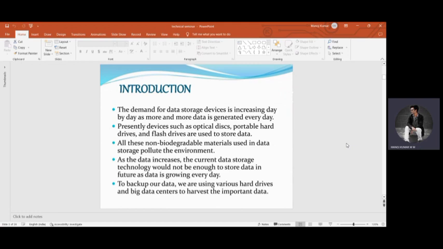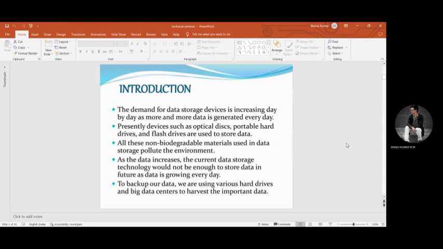Introduction. The demand for data storage devices is increasing day by day as more and more data is generated every day. So with more data generated every day, we need devices to store it. Such devices are optical disks, portable hard drives, flash drives and USB drives. These devices use non-biodegradable materials, and this also pollutes the environment. So as data increases, the current data storage technology will not be enough to store data in the future, but data is growing every day. To back up our data, we use various hard drives and big data centers to hold the important data, like clouds.